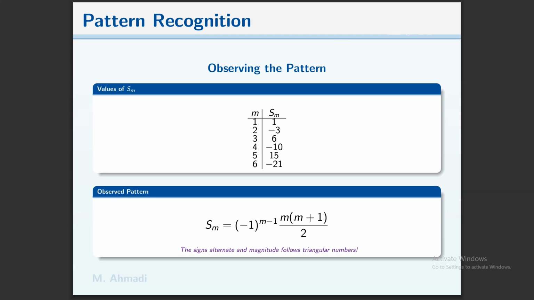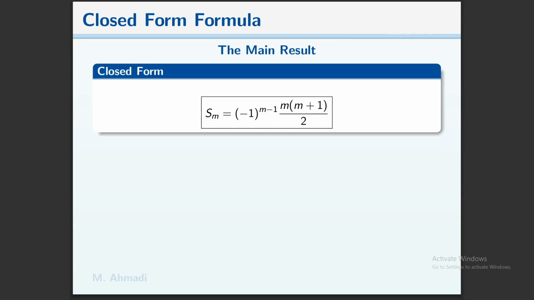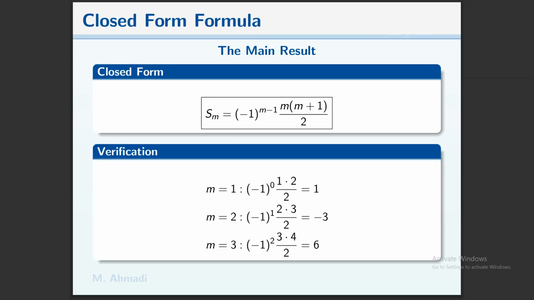This is the important relation. So the main result, the closed form formula: Sm equals (−1)^(m−1) · m(m+1)/2. Here we can verify the formula. For m equals 1, Sm equals (−1)^0 · 1 · 2 / 2 equals 1. For m equals 2, Sm equals −3. And for m equals 3, Sm equals 6.